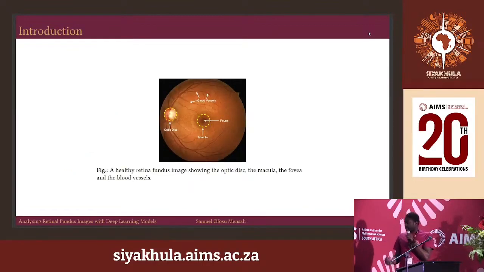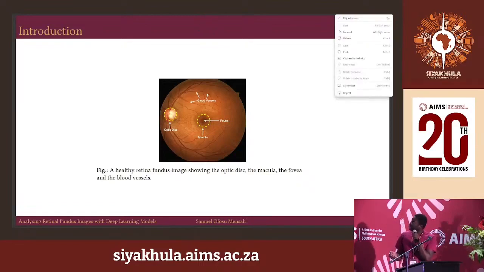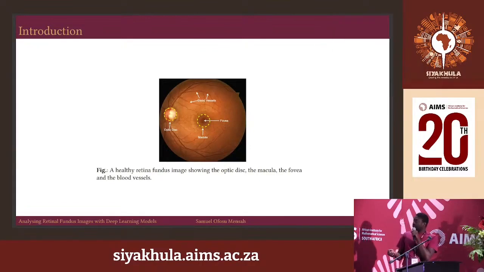So I'll start with a retina. So in this image we have a healthy retina image. Okay, and the most important part of a retina is the fovea. This region is where images fall onto for us to see as human beings, and these are usually electric signals which are sent to the optic disc. And the optic disc transfers them to the brain for interpretation. Then we have the blood vessels.